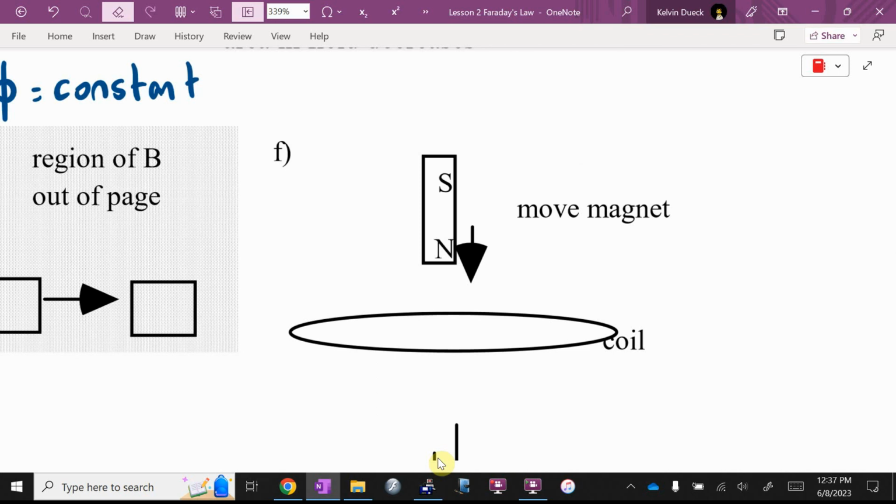Think about the size of the shadow. Now, here we're moving the magnet closer to the coil, but I think that's mathematically the same as moving the coil closer to the magnet. What happened to the size of the shadow? Increase or decrease? What happens to the flux? Increase or decrease? This is going to increase the flux.